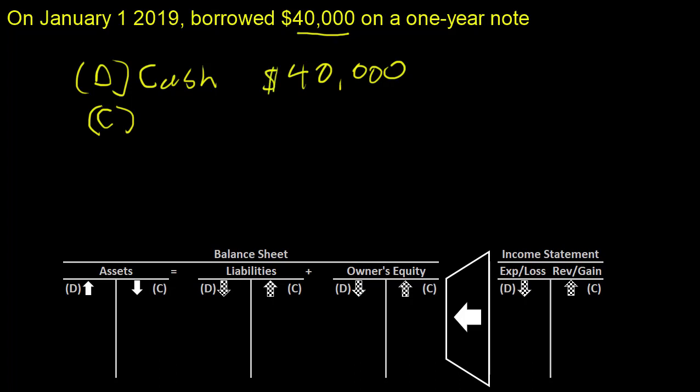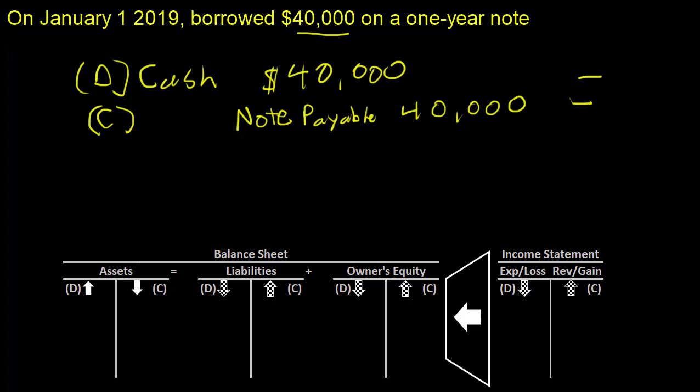And then we have a credit, which means it's going to be over just a little bit, and we're going to call it a note. Or you could call it note payable. And you'd put it on there for 40,000 also. And debits equal credits. So our debit equals our credit right here. And so everything's in line.